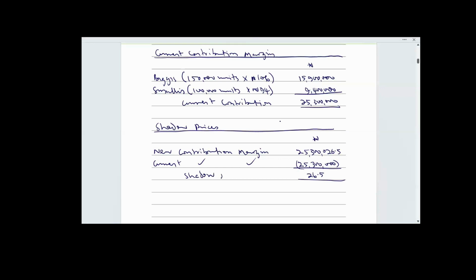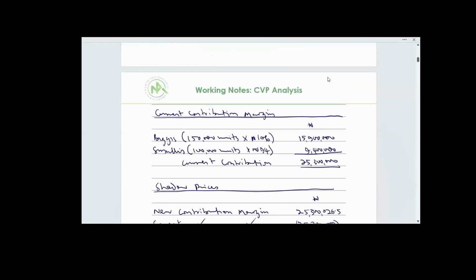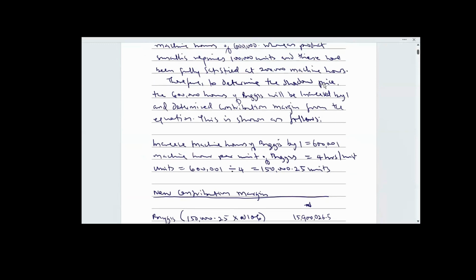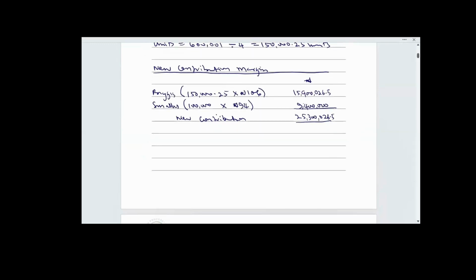We said that shadow price is the extra contribution derivable from the additional unit of limited scarce resources that have been fully utilized at the optimal level of activity. This is the extra contribution we are talking about that is derivable from this allocation. So this is what the examiner wants you to do. I think that's 7 marks this year.